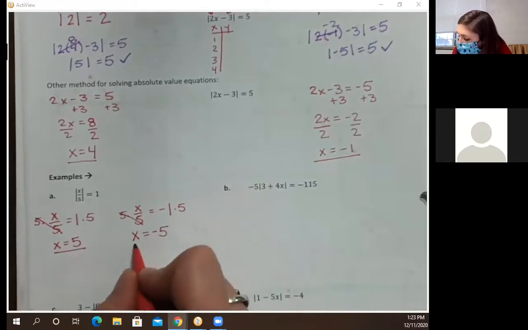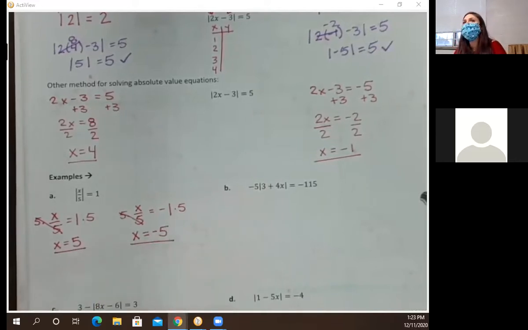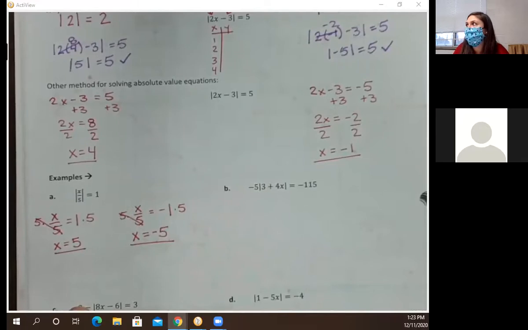So there are two solutions, x equals 5 and x equals -5. Questions for me on A? Okay, let's take a look at B.